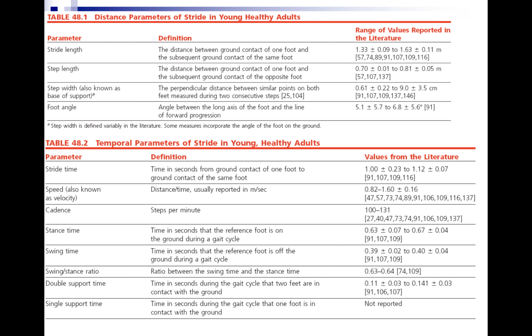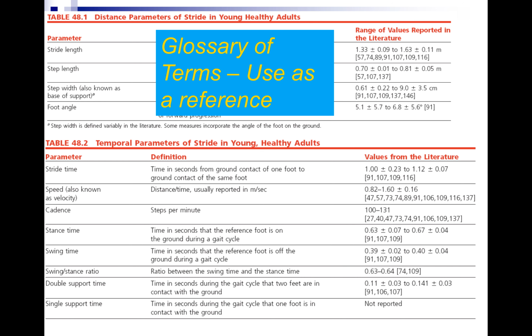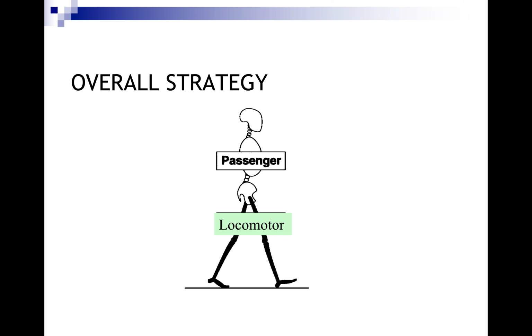You'll want to come back to this slide and look up things like stride length, where some average values are 1.3 to 1.6 meters. Step length is about half that, which is what you would expect. You would also look down here and find speed. The speed of walking varies between 0.82 to 1.6 meters per second, with 1.3 meters per second being average. So this particular slide is a glossary of terms for you to reference as we go through this unit. Now that we've got some introductory material, we'll be doing some exercises in class.